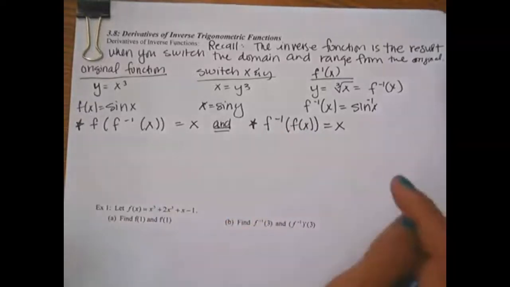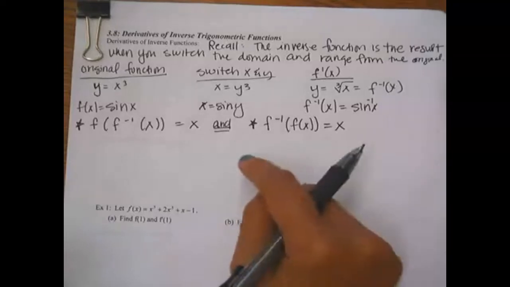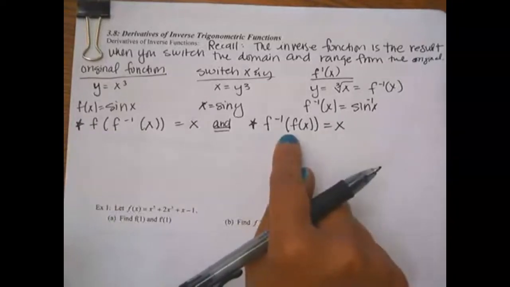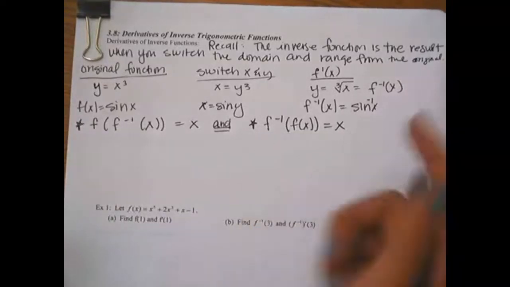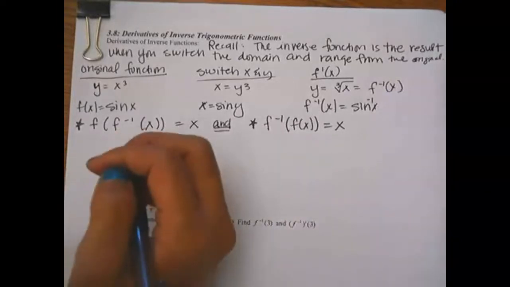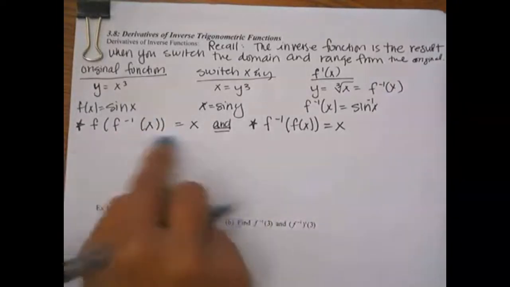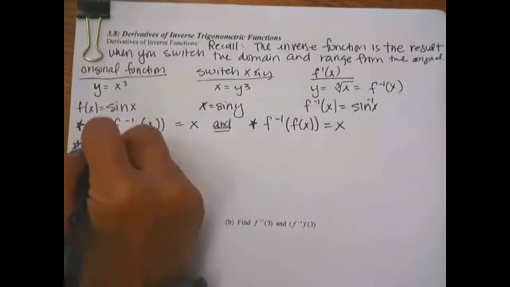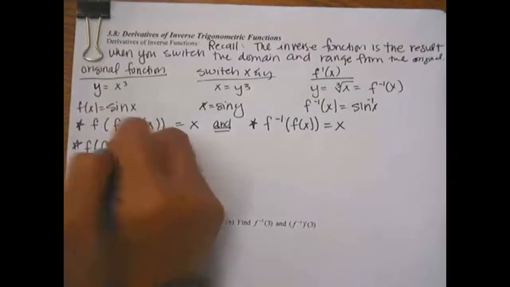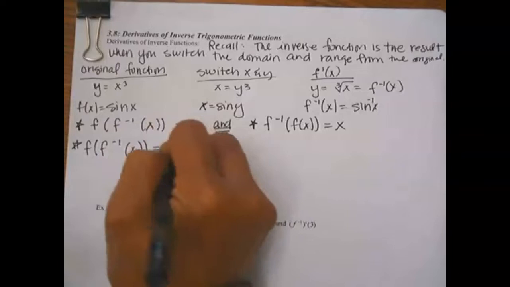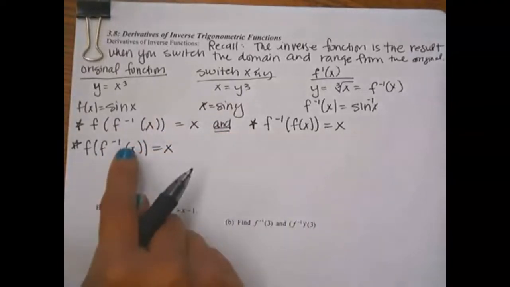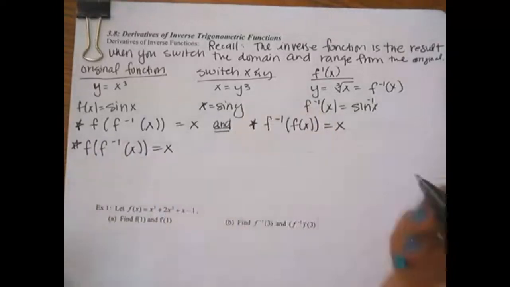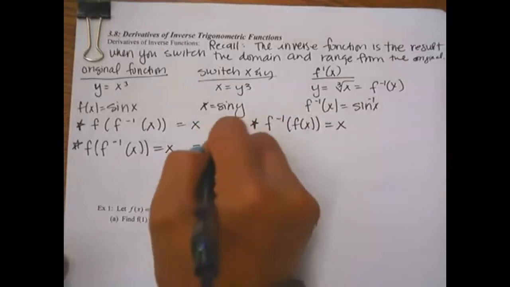So how does this work if I want to take the derivative of the inverse function? Let's just use one of them. Okay, let's just use this. Let's use f of f inverse of x equals x. This is the composition with the inverse being inside of my regular. It equals x. So let's take the derivative of this.